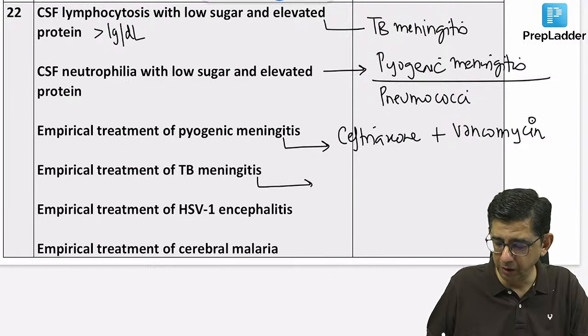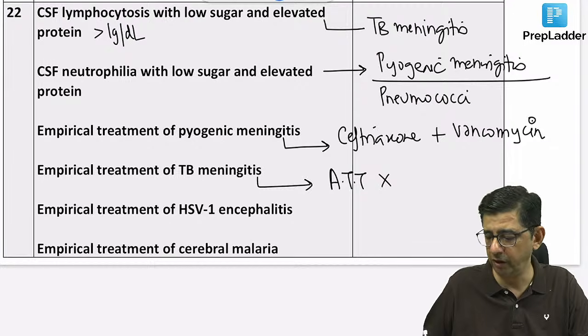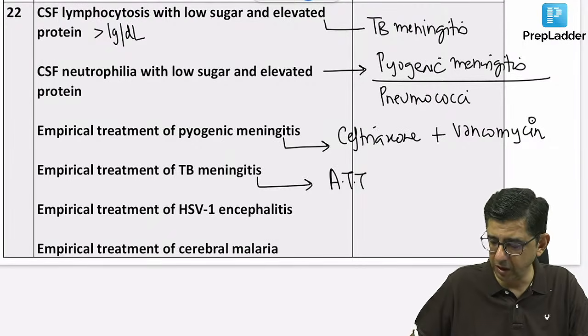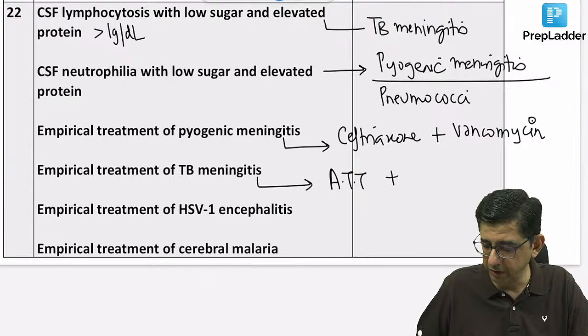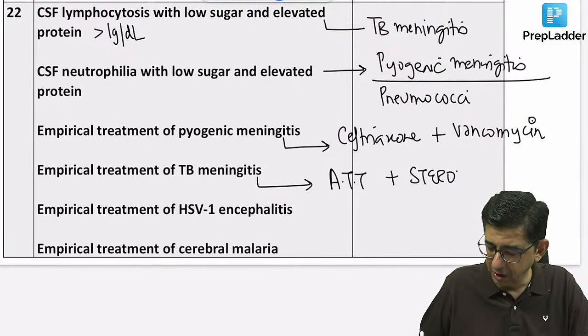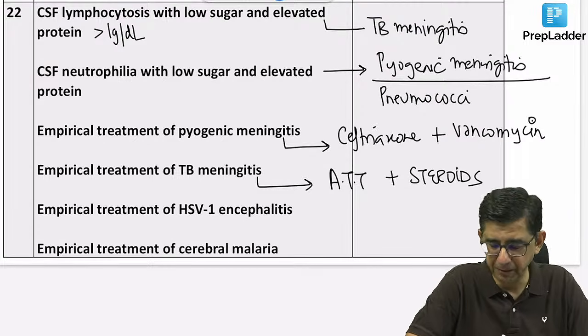Empirical treatment of tubercular meningitis would be antitubercular treatment, the standard 4 drugs for 6 months. And along with that, now for extrapulmonary TB, it is 1 year. So ATT for 1 year. And along with this, we'll also be using dexamethasone, that is steroids would be given for this patient.